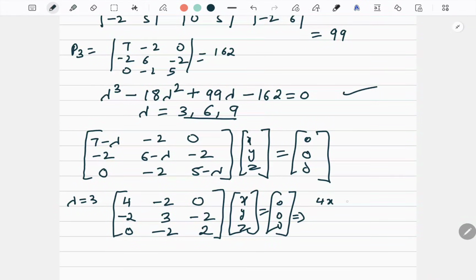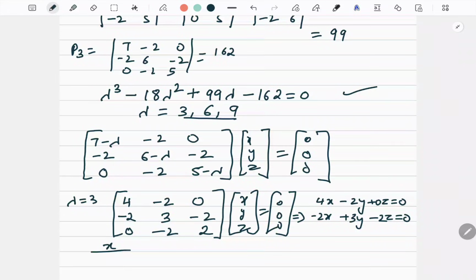You can pick any 2 equations. 4x minus 2y plus 0z is equal to 0. For the second, I am picking up, you can pick the third one or the second one, any one is perfectly okay, minus 2z is equal to 0. Now, in this, you have to do the cross multiplication.